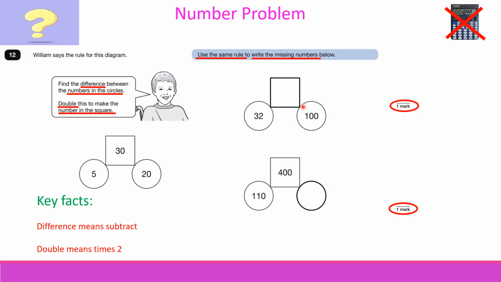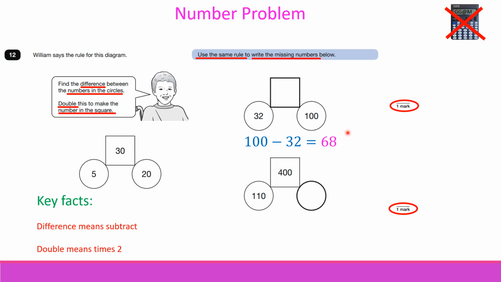Well done guys, hopefully you've managed to get an answer in the square and in the circle here. Fantastic work. So to start with, we're going to look at the top example here, and it says we've got to do the difference between the 2 numbers. So that means I've got to subtract 100, take away 32. So you should know your number bonds up to 100. If you struggle, do 100, take away 30, which gives you 70. Take away 2, gives you 68.